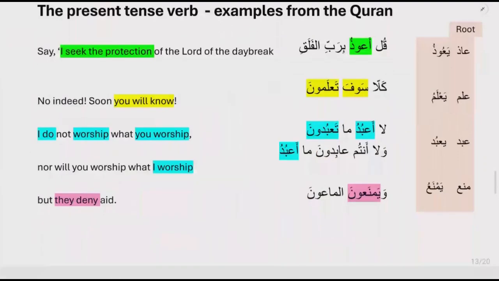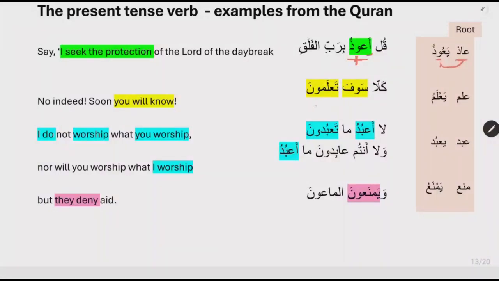Kul a'udhu. This is another unique verb. Can you see there's a wow coming in? So the root is ain, wow, dhal with the alif. And when you look at the present tense, the alif changes to a wow. So ya'udhu is "he is seeking protection". And here the alif is showing "I seek protection". Say, I seek protection in the Lord of Daybreak.